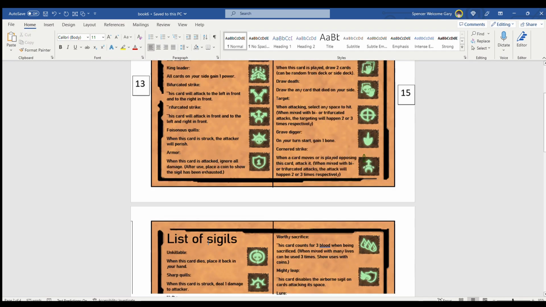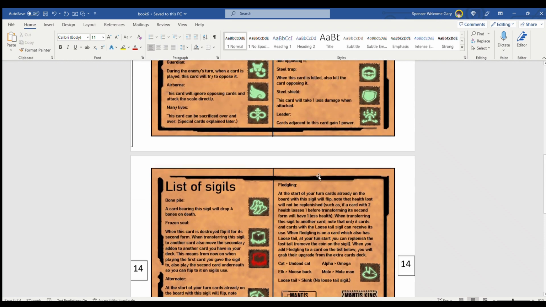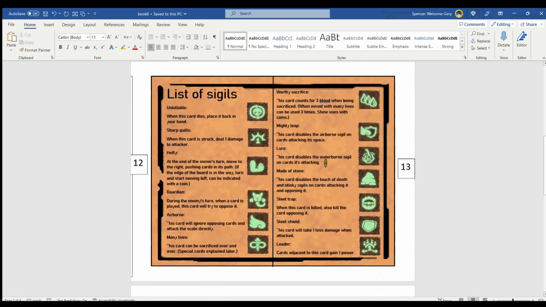Now this was page 15. I kind of read them a little out of order because this page is in between these 2 pages. It's 14, it goes right here. But I'll read this one now.